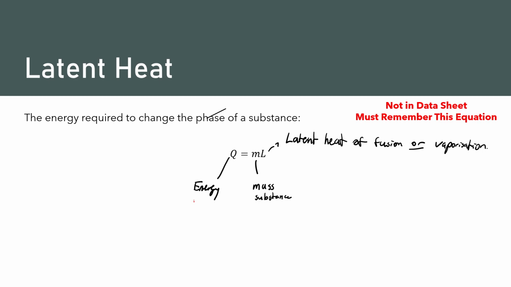In this formula, energy, as always, is a measurement of joules. Masses of substance, always in kilos. And thus the latent heat of fusion or vaporization would be joules per kilo. However, a lot of the time you will see the latent heat being expressed as kilojoules per kilo. What this means is you either need to do a conversion for this latent heat of fusion value, or you could technically change the energy value to be kilojoules to match. It's probably recommended that you change the energy value. You'll get a little bit more consistency there.